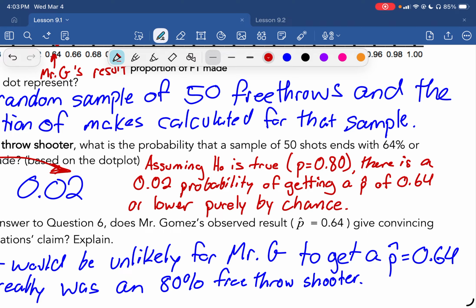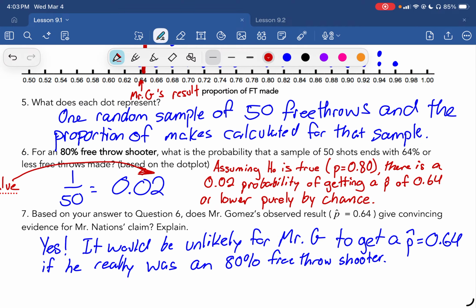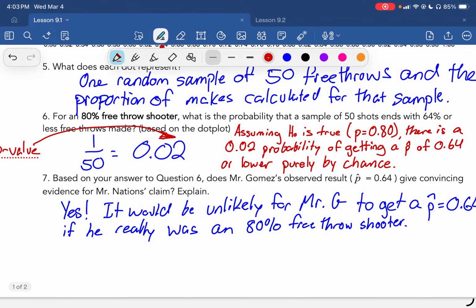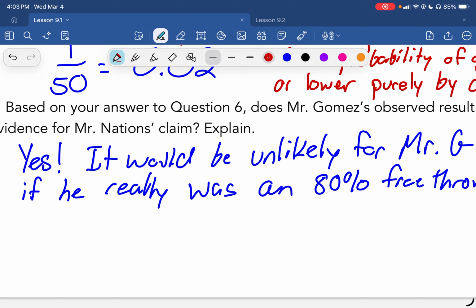What you'll notice is, hopefully your thoughts for number 7 align to how this interpretation plays out. If you look, it's highly unlikely for Mr. Gomez to get a p hat equal to 0.64 if he really was an 80% free throw shooter. We just formalized that. So actually, your answer to number 7 probably looks more like the interpretation of a p-value, which then means, well, how do I answer number 7 then? It's a great question.